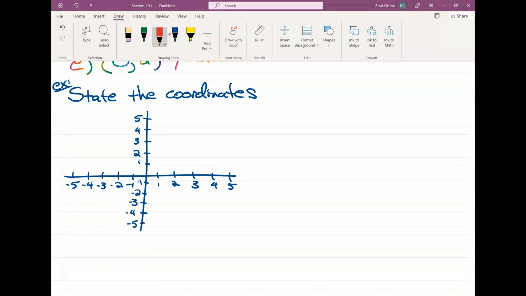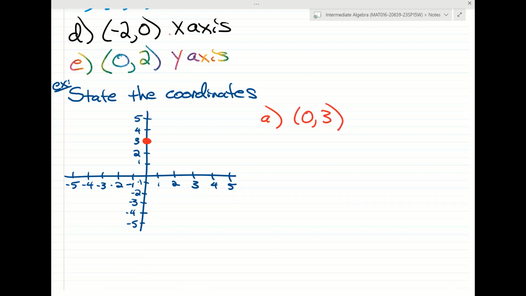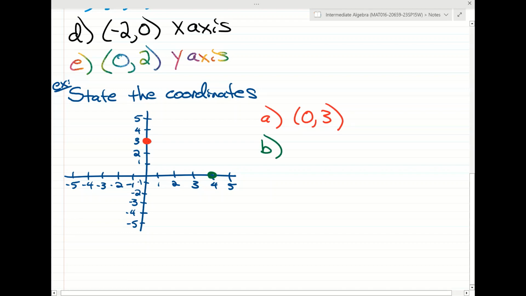And I'll put a point right here. That point's going up and down, so it looks like the x is 0, the y value is 3, so we just label that point 0, 3. If I put a point right here, that would be when x is 4 and y is 0.